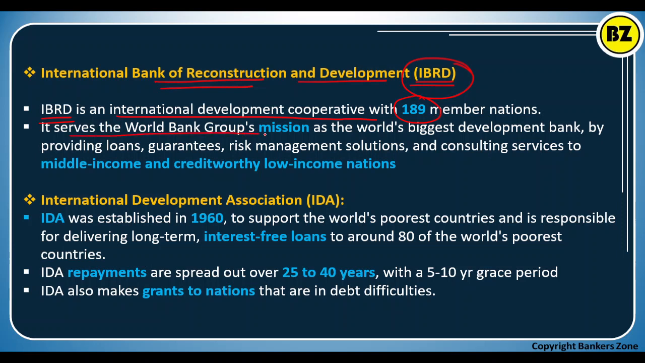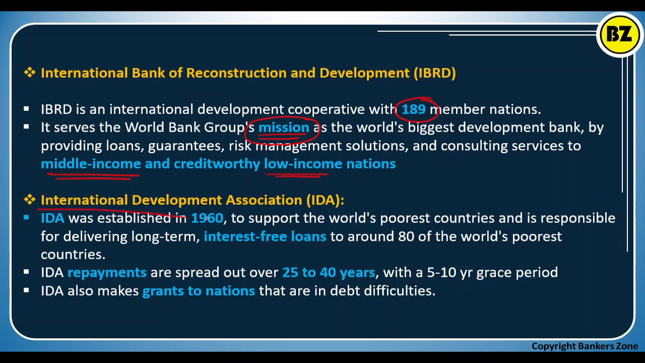It serves as the World Bank group's mission as the World Bank's biggest development bank, providing loans, guarantees, risk management solutions and consulting services to middle income and creditworthy low income nations. So the first group of the World Bank is IBRD. It has 189 members, and it works on the mission of the World Bank group, supporting middle and low income nations.